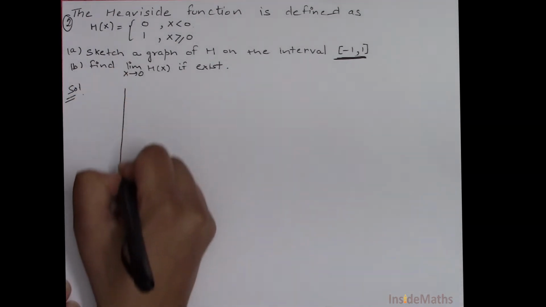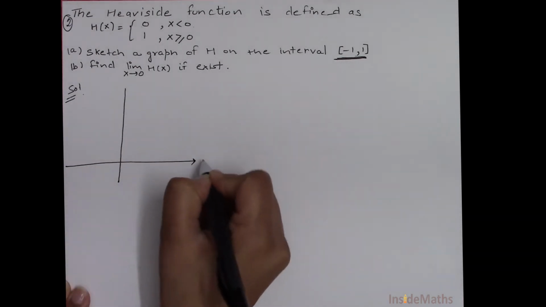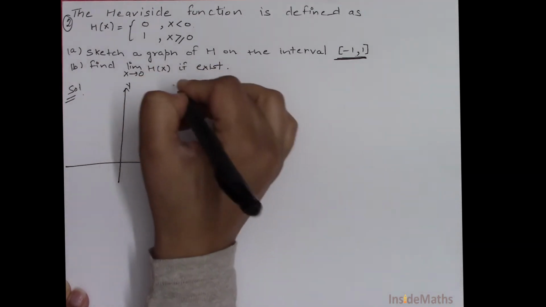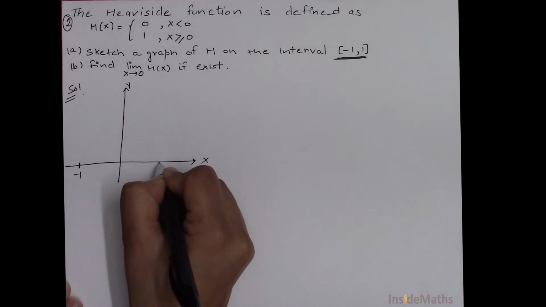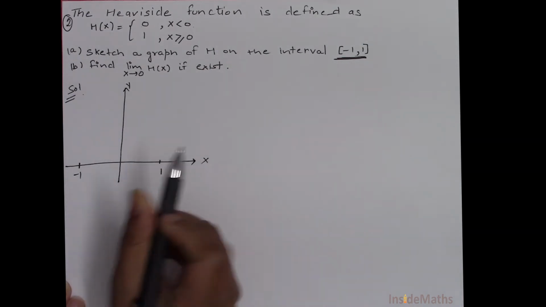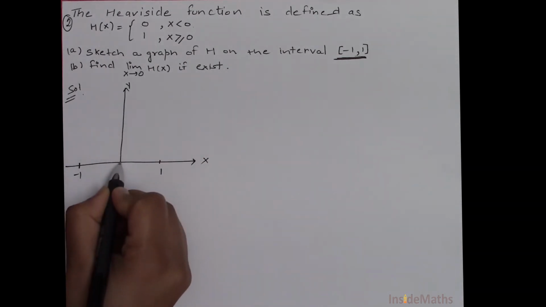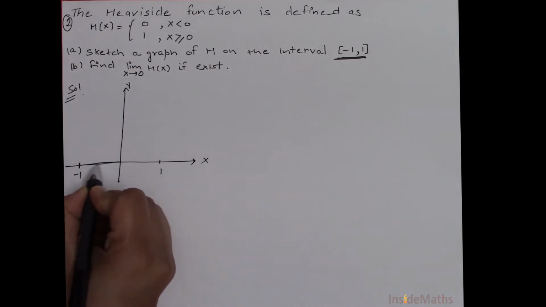So let's draw the graph. This is x-axis, this is y-axis, and we'll draw the graph of h of x. Here is -1, here is 1. Now h of x is 0 when x is less than 0. That means from this point to this point, it is 0 when x is less than 0. So I'll make the line bold.